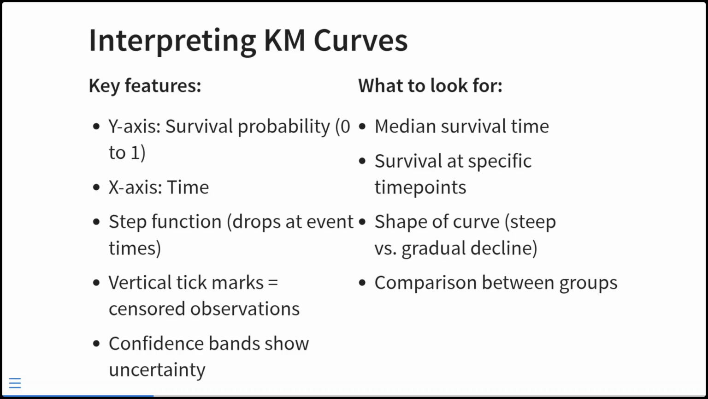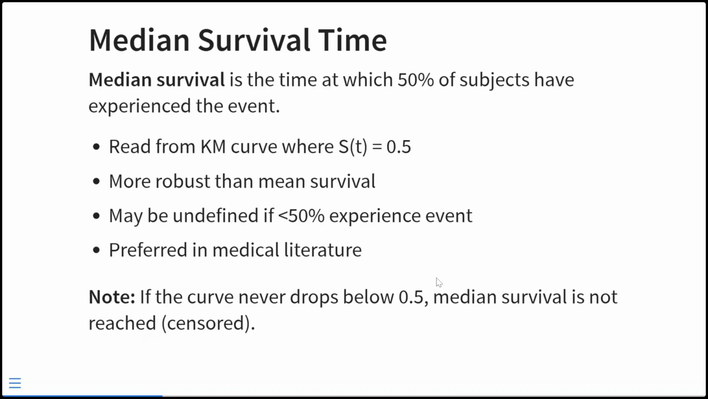Also the survival at specific time points, the shape of the curve, which should be steep or show a very gradual decline, and also the comparison between groups. So the median survival time is the time at which 50% of the subjects have experienced the event. It's not the middle of the graph or the middle of the curve, but the time at which 50% of the observations have already experienced an event. So that's what we call the median survival time.